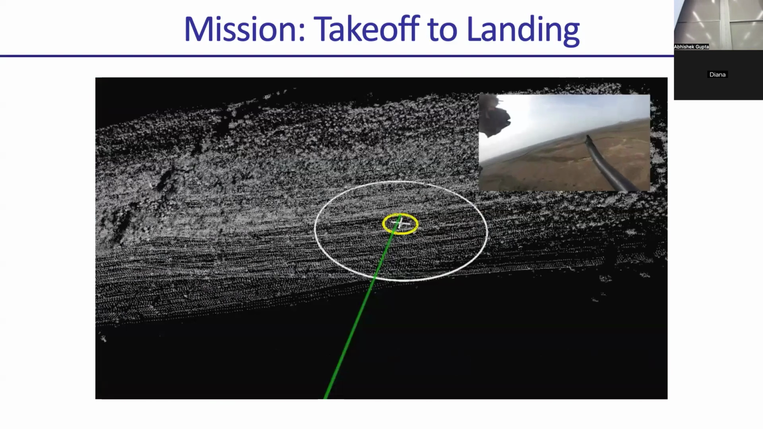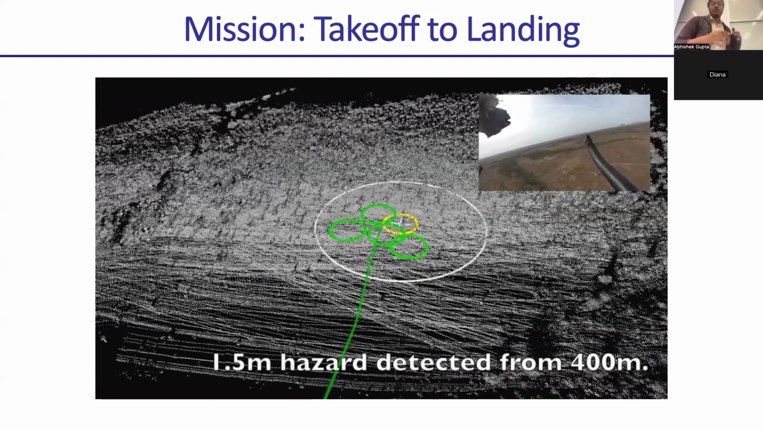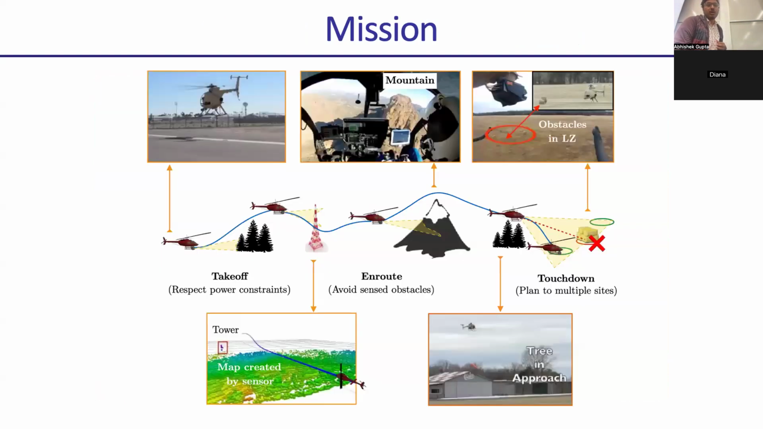Okay, so these are videos from a real helicopter mission, but we're going to try and design a system to do that, right? So the mission goes from takeoff, where we have to respect power constraints, to moving, where you have to avoid sensed obstacles and deal with all the adverse weather conditions you might have in the way, and touchdown, which is often the hardest part, which is trying to figure out how exactly to maneuver under the weather conditions to get to a particular site.